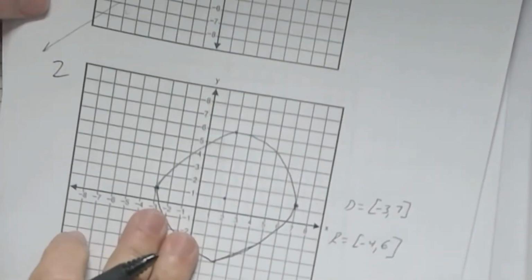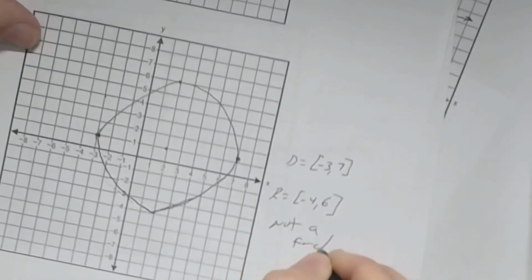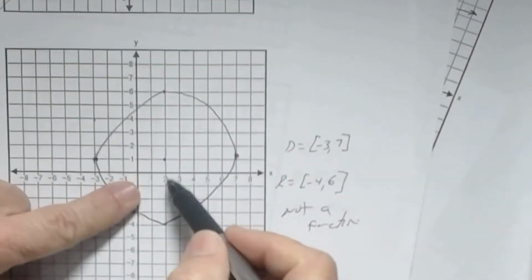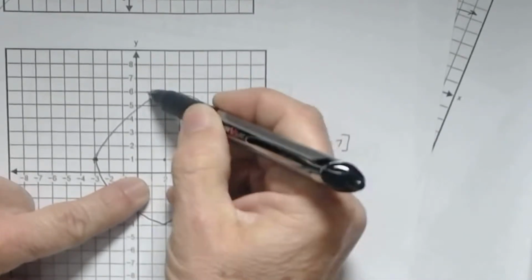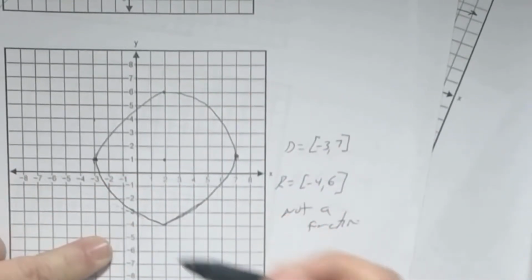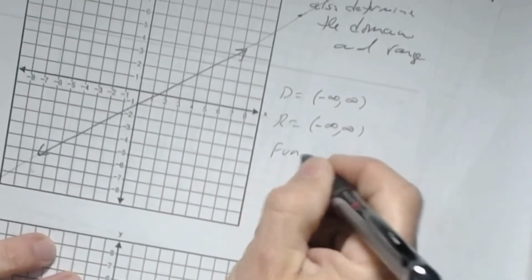Is number 2 a function? No, it's not a function, because it fails the vertical line test. In fact, you can see that when x is 2, see this right here, when x is 2, how many y values do I get? 2, 6, and -4. All right, you can actually see the idea of why it's called the vertical line test. Is number 1 a function? Yes, function.